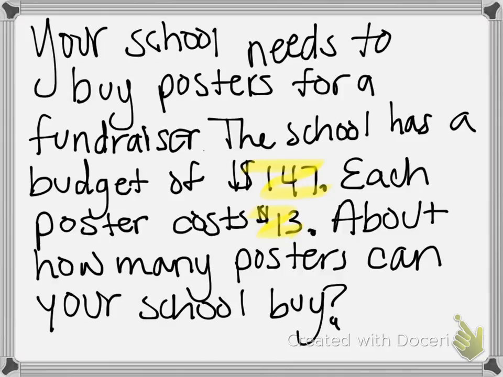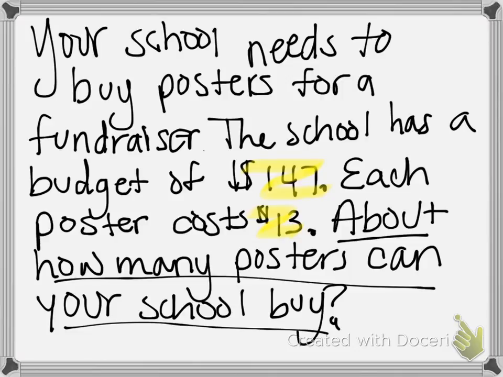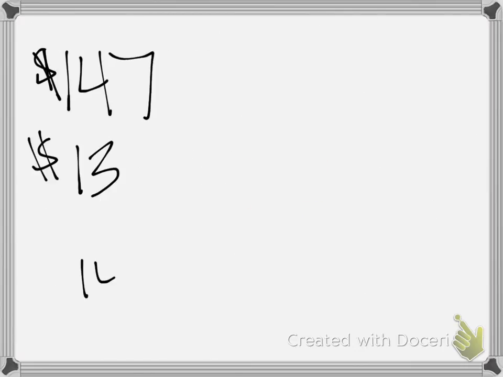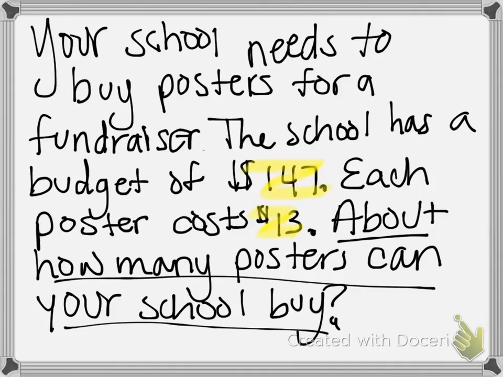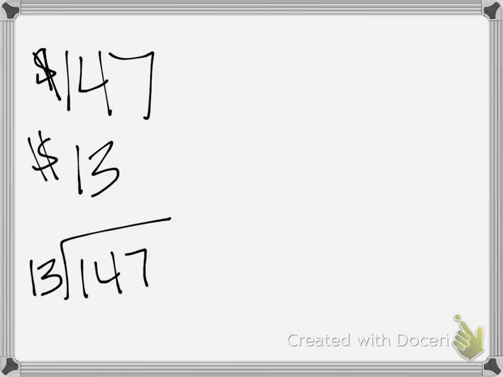Well, what is the word in that last sentence that lets us know that we are using estimation? The word about. And the main question is, how many posters can our school buy? So we know that to find out the exact number, we would have to do 147 divided by 13, right? That would give us the exact. But our question's asking us about, so we have to estimate.